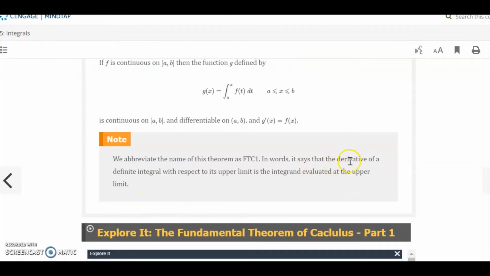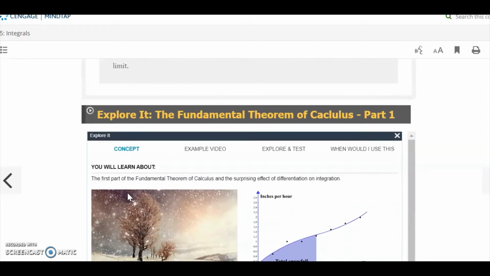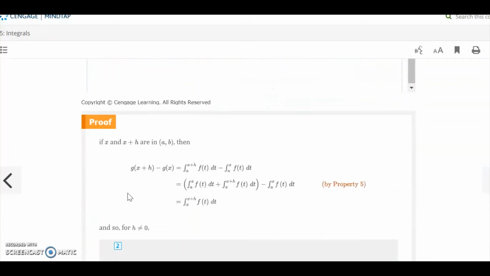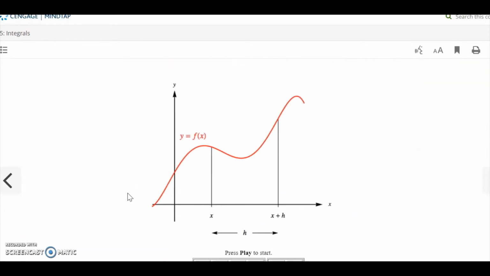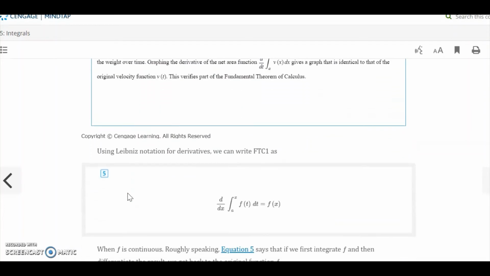So it says right here that the derivative of a definite integral with respect to its upper limit is the integrand evaluated at the upper limit. All right, so let's look at an example of this. So we'll scroll down, get an example.